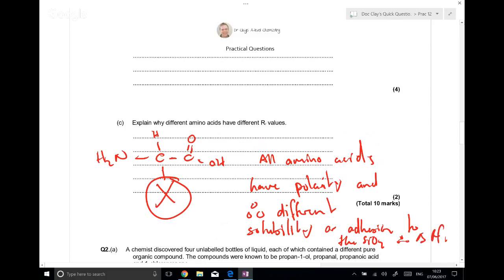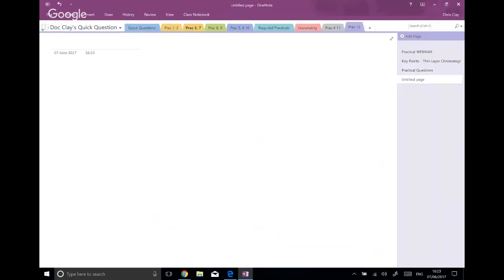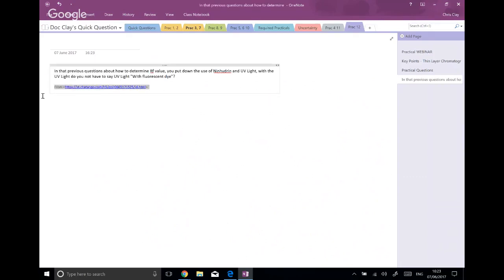Okay, I've just seen a couple of questions pop through. What I'll do is at the end of this session, I'll put the answers to the rest of the practical questions up online. I'll have a quick look and see what questions we've got. Okay, a nice question here, with fluorescent dye. Let's just see here. I'm just going to add in a question. Here is the first question, about how to determine the RF value.